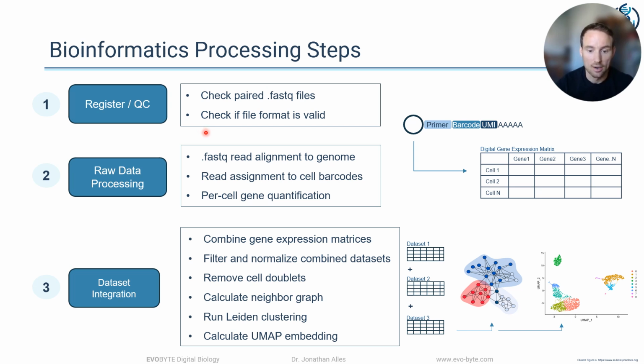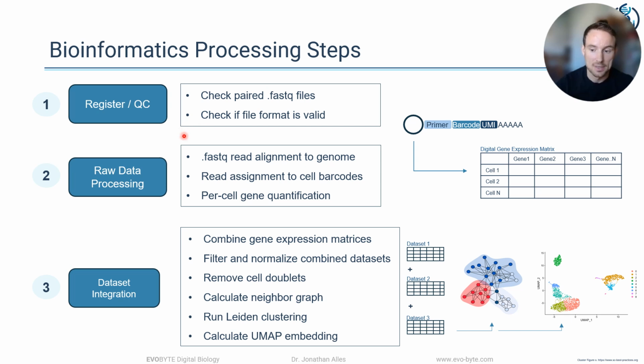So we're checking, of course, if the FASTQ files are paired. So if we find a read 1 and read 2 that we always expect for single-cell RNA-Seq sequencing. And then we also check if the file format is valid, so if it's really a FASTQ file or not accidentally another file. And if that is true, the FASTQ files are registered and stored in our database. And then the next step is being triggered.